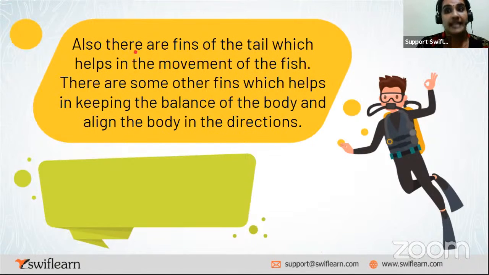And it also has a tail fin. The fin of the tail helps the movement. Then other fins also help the balance of the body and align the body in the direction. So all the fins, the tail fin and the other fins, help to move in one particular direction. Understood? And it will be curving and causing a jerk to the forward position.